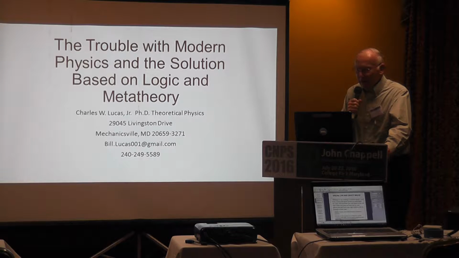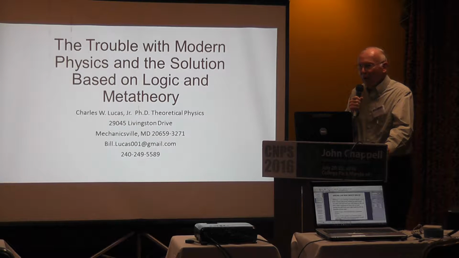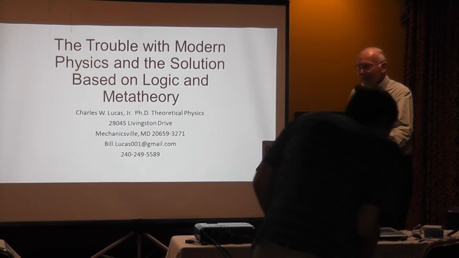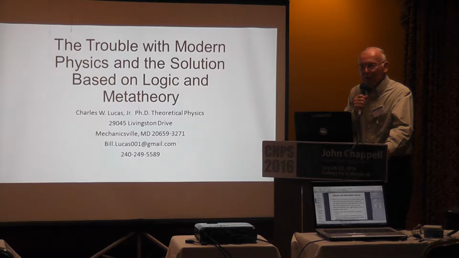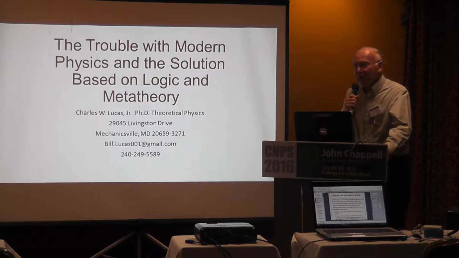I'm going to be talking about the problems with modern physics when you analyze it with logic. I'm going to show that all of the known theories of modern physics are known to be incomplete and therefore not true. I'm going to show that no two of them can be combined to describe an atom, an elementary particle, a nucleus, a molecule.